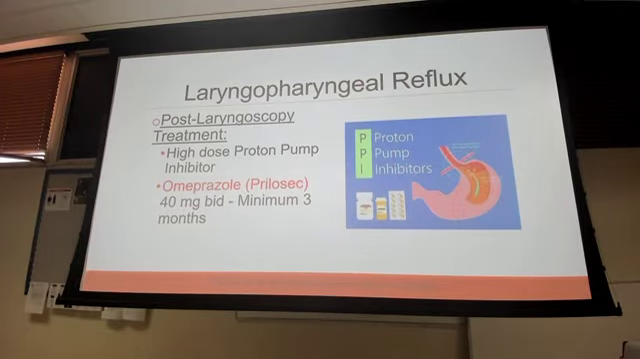After they get their laryngoscopy and have a definitive diagnosis of laryngopharyngeal reflux, then we can treat them with a PPI. Essentially, it's the same treatment as GERD, where we're trying to rebalance the acidification of the stomach, those gastric acids. So we do high dose omeprazole for about 3 months and then reevaluate them.